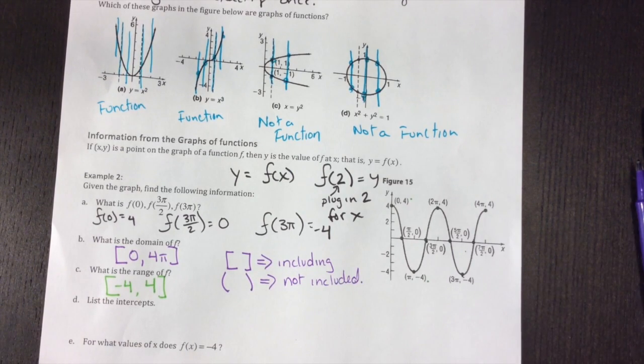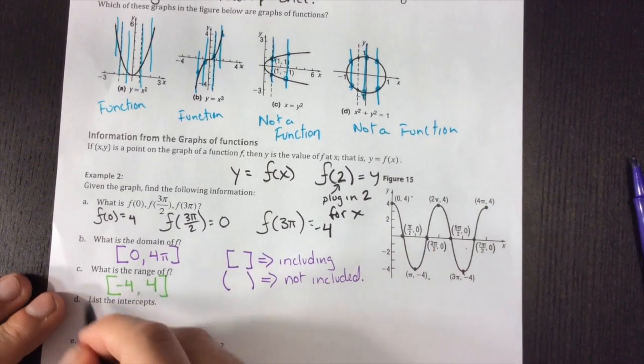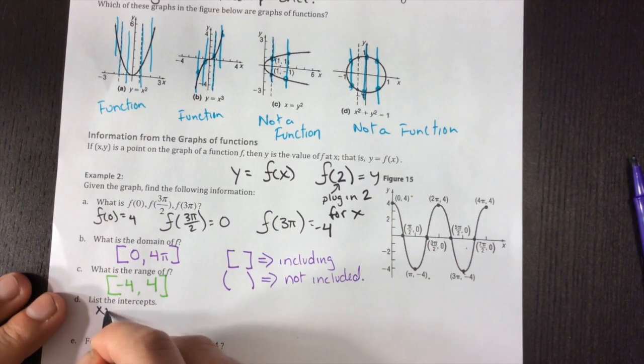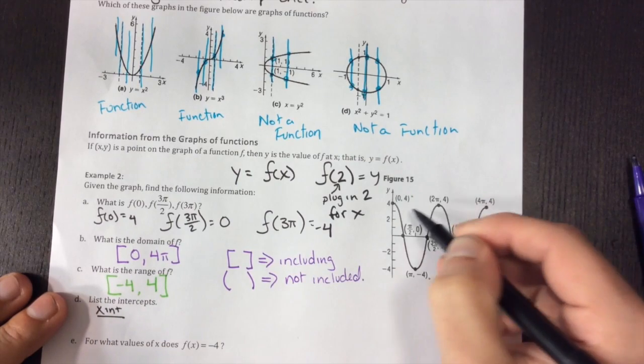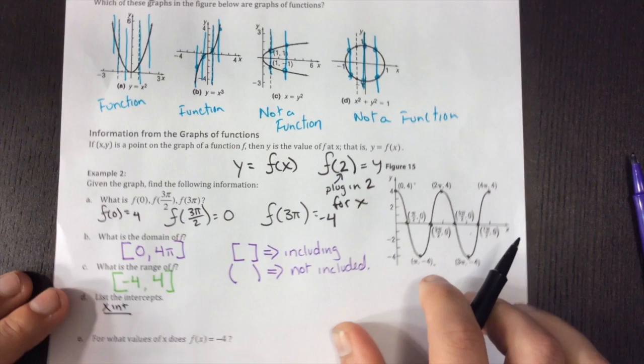Next up, list the intercepts. So this is a callback. Intercepts means where does it cross the x or y axis. So our x-intercepts, we have 1, 2, 3, 4 intercepts.